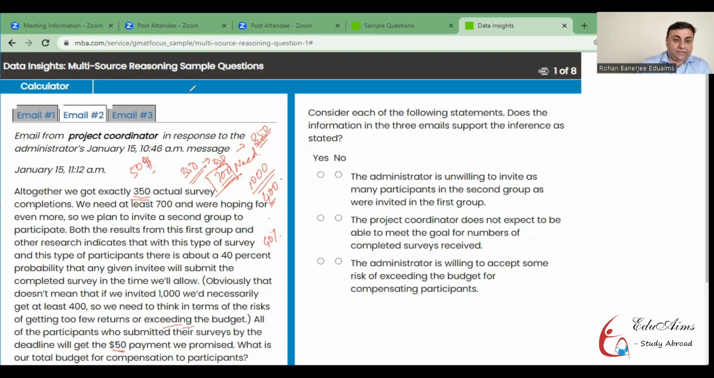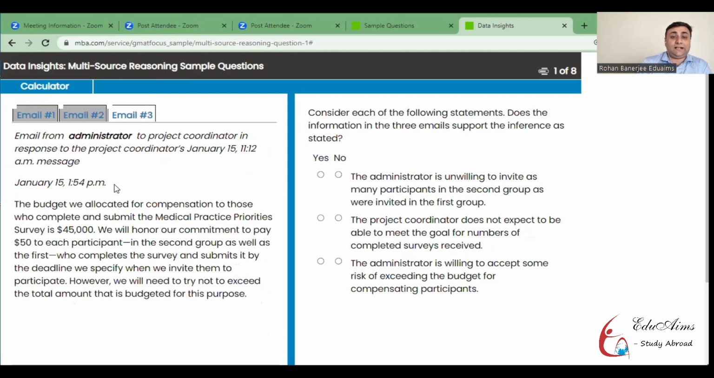All right. Let's clear this and look at the third email. The third email is from the administrator in response to what is the budget. The budget we allocated for compensation to those who complete and submit the medical practice priority survey is $45,000. So they have allocated $45,000. Now we remember that $50 were for per survey.